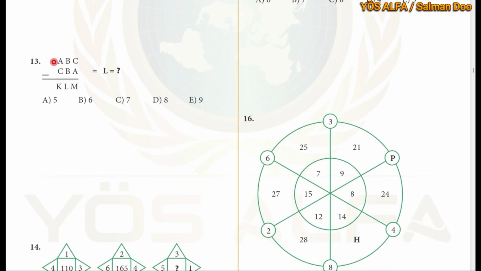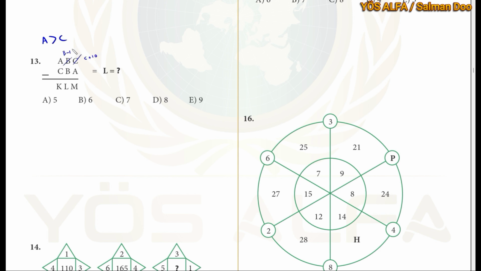A subtraction problem. We have A minus C and C minus A both here. In order to make sense of this subtraction, A has to be larger than C. So that's the first fact. So C is smaller than A, so we cannot subtract here. That means we have to borrow 10 from B. So B becomes B minus 1, C becomes C plus 10.